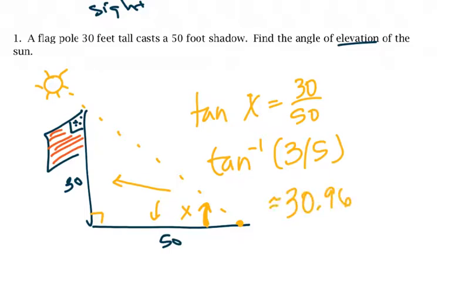This doesn't tell us how to round. We're thinking about degrees, and so should I round it to 31 degrees? We're talking about a difference of 0.04 degrees. That's not very much. I'm going to go with 31 degrees.